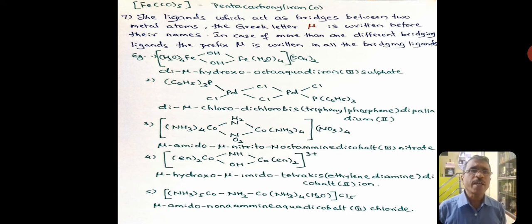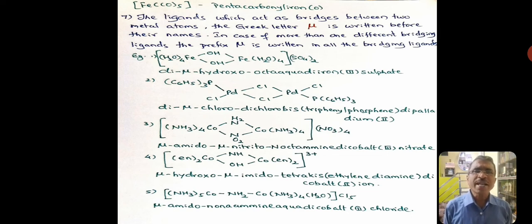Bis triphenyl phosphane. How many palladium? Dipalladium, and it is written 2. Oxidation state of palladium is 2. So how is the oxidation state of palladium 2? How many Cl are there? The 4 Cl are there. So 4 Cl means 4 minus. So each palladium will be plus 2. Therefore it is written palladium 2.